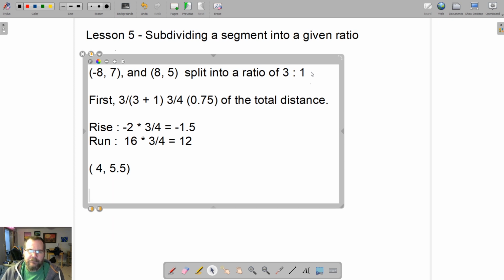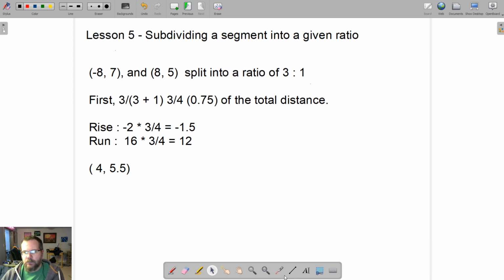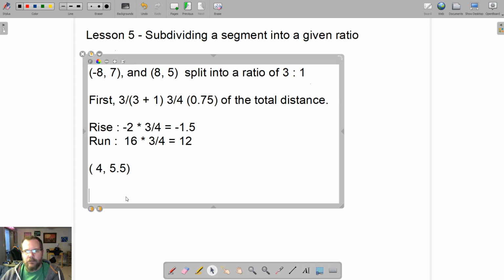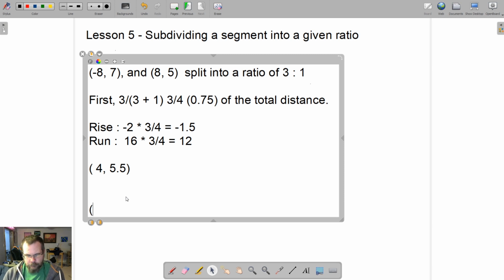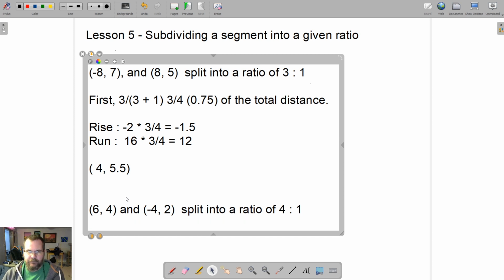So let's say that we have our two coordinates are going to be, let's make it not too bad, 6, 4, and -4, 2. And we want to split this into a ratio of, let's do 4 to 1. So that means that one distance is going to be 4 times as long as the other distance.